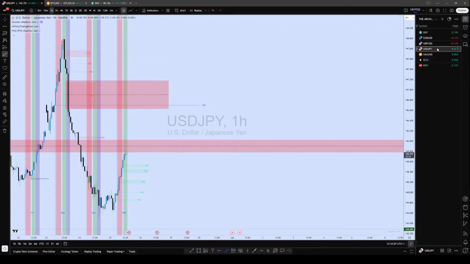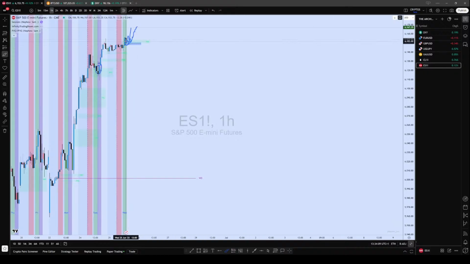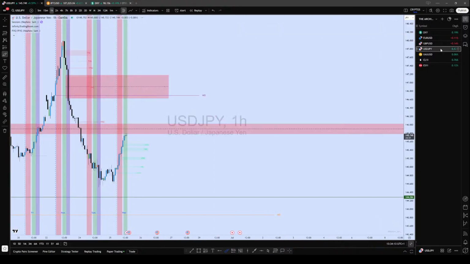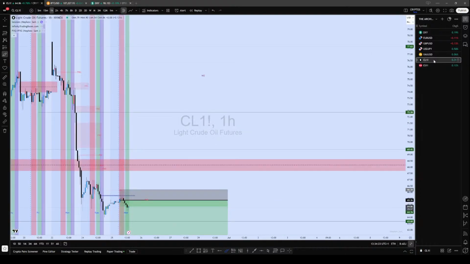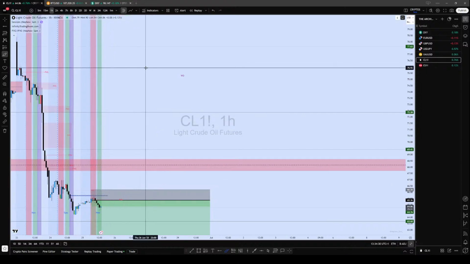Fingers crossed, ES will give you a trade idea to go to 6167. Dollar yen will reject, and then either euro or pound will give you a trade idea, and then stay away from gold. And crude oil can also give you a trade idea. Okay, perfect.